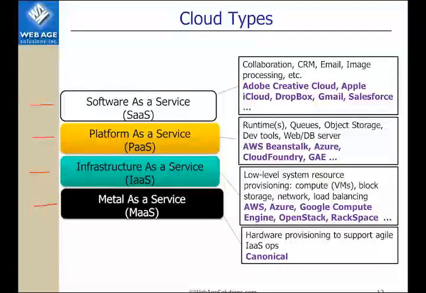So with infrastructure as a service, you would get the lowest possible accessible system resources in the form of the compute service, which is backed by virtual machines, block storage, network load balancing, metering, and some other services. Platform as a service gives you those runtimes of choice.